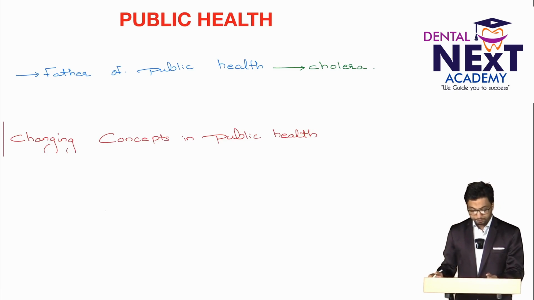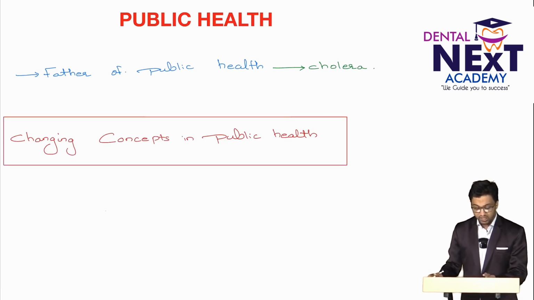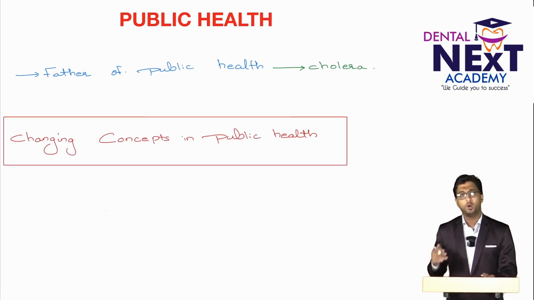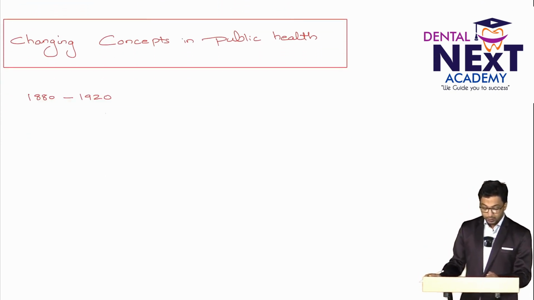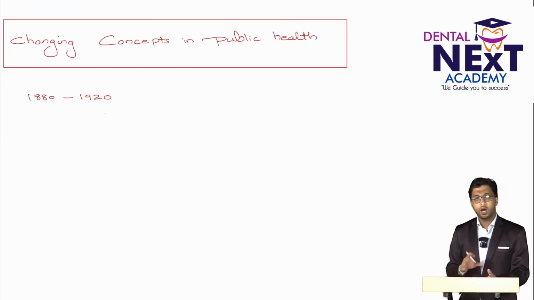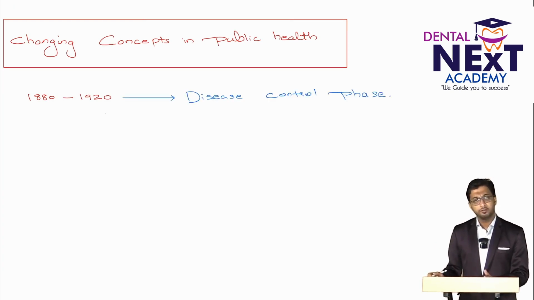Now, this is another thing: changing concepts of public health. How did these concepts change or evolve? That's what we're going to see. In 1880, I'll tell you how to learn these dates. From 1880 to 1920, the concept was the disease control phase, controlling whatever disease is there.